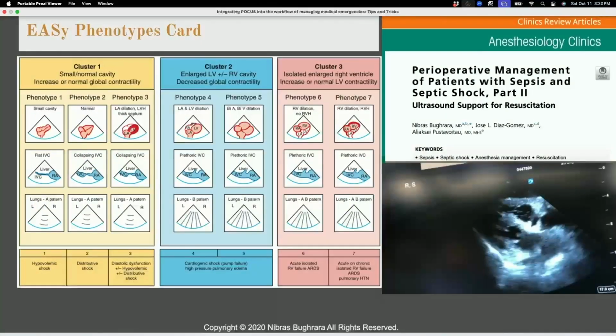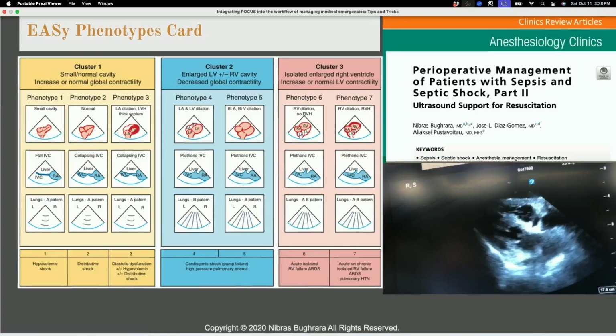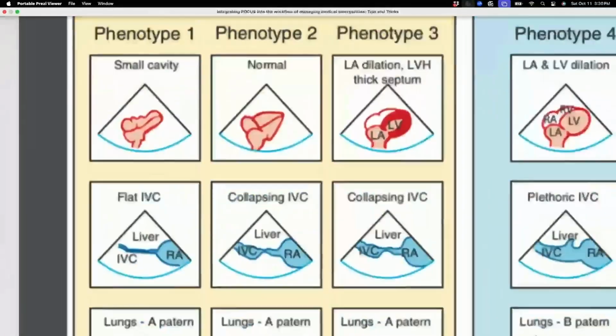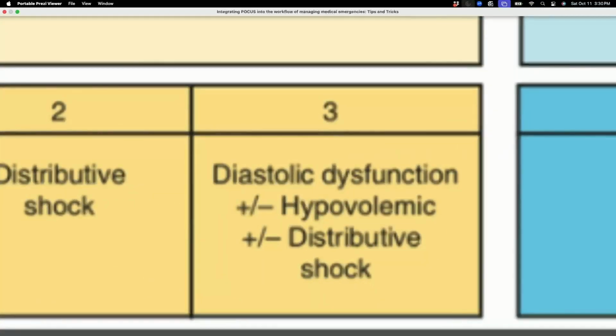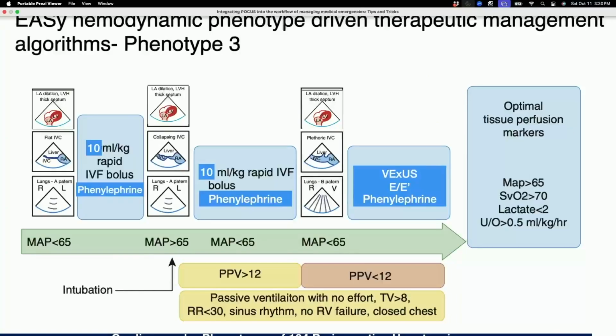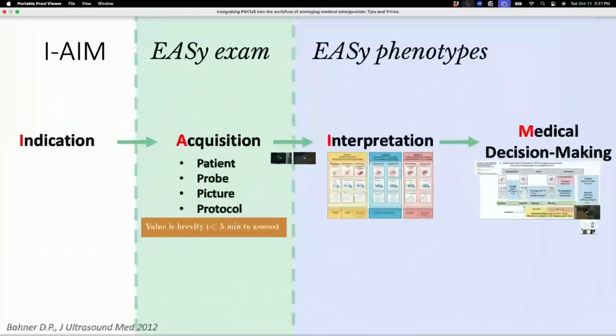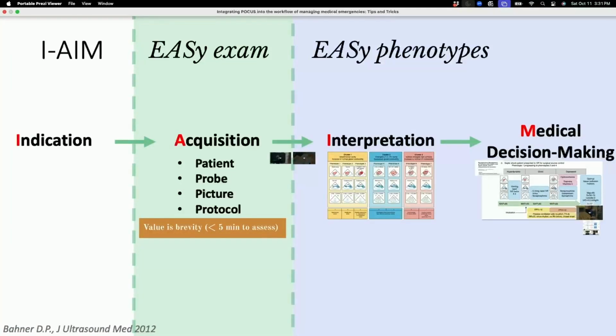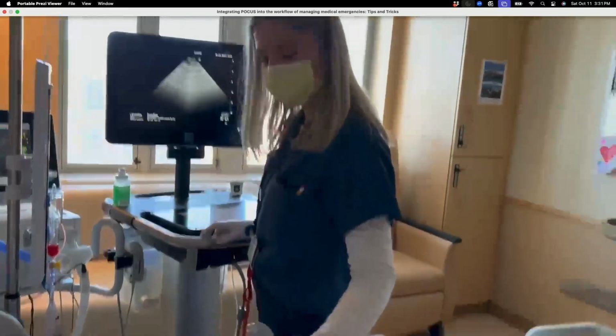You don't need a lot of imaging and angles to tell that this ventricle is thick and empty, which correlates to this phenotype, which we know that if you have a flat IVC and thick LV, is probably diastolic dysfunction and hypovolemia. We developed these cards for management to separate the phenotypes and do the training based on them, to see if we can train the residents in one day and get results.